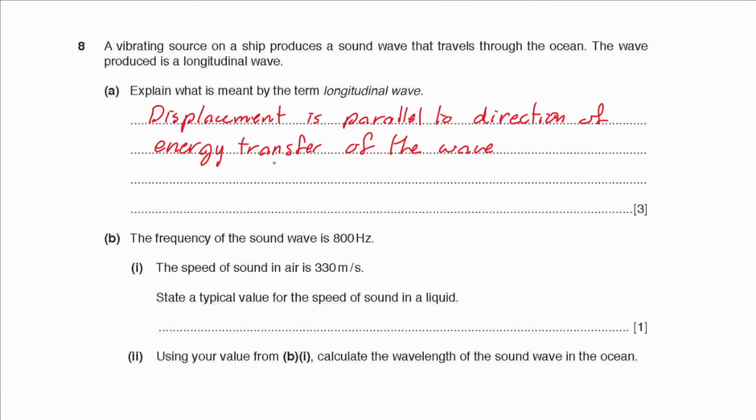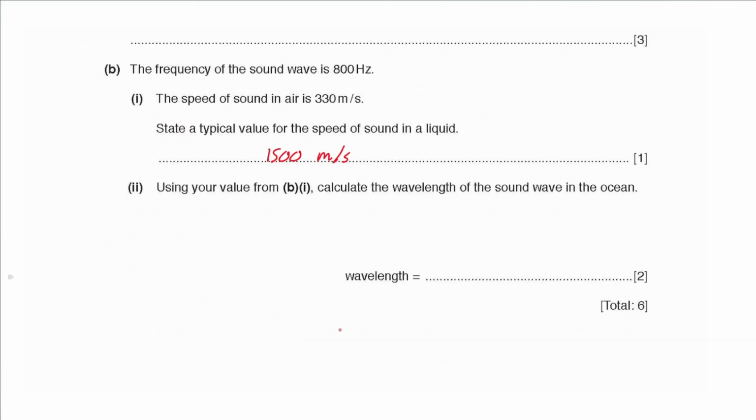Part B says the frequency of sound wave is 800 Hz. The speed of the sound in air is 330 meters per second. State a typical value for the speed of sound in a liquid. So for example, in water, it is 1500 meters per second. You should memorize this. Double I says using your value from BI, calculate the wavelength of the sound wave in the ocean, which contains water. Wavelength is equal to speed divided by frequency. We have the speed 1500 and we divide by 800 to get the wavelength. That gives an answer of 1.875. We can approximate that to 1.9 meters.